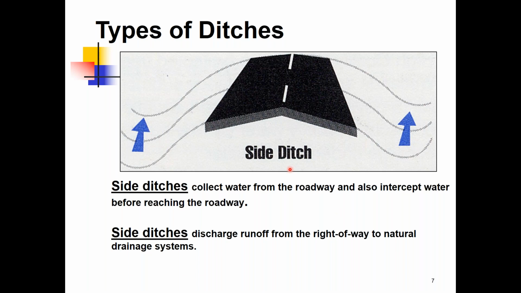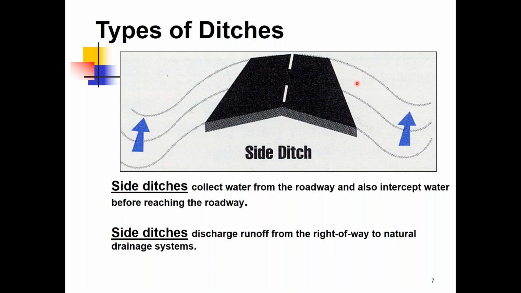In general, there are a couple types of ditches. The first one I want to talk about are side ditches. In other words, we're collecting the water from the roadway and we're keeping it from actually getting to the roadway. We want to discharge that runoff from the right of way. We want to get rid of it as soon as possible. We want to direct it out to more natural drainage systems.